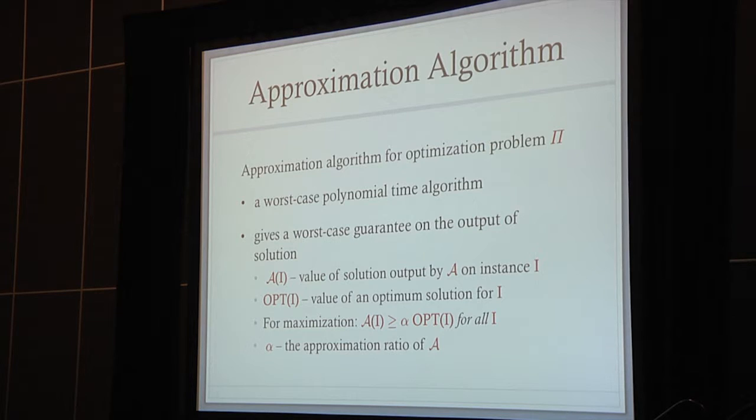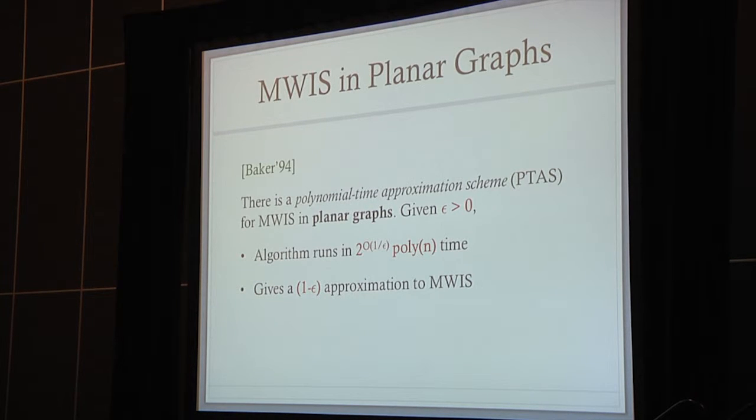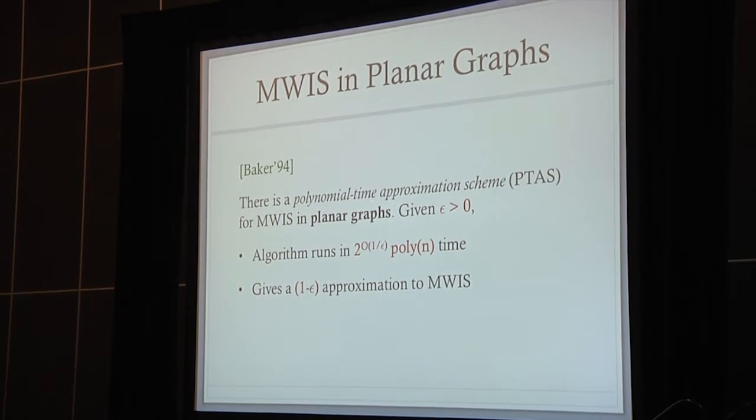In 1994, Brenda Baker gave a beautiful algorithm which showed that in planar graphs, you can get an arbitrarily good approximation for maximum weight independent set, even though it's NP-hard. That means given an epsilon greater than 0, you choose epsilon, say 0.01. Then the algorithm will return a 1 minus epsilon, that means 0.99, approximation to the maximum weight independent set, and its running time is 2 to the 1 over epsilon times polynomial in n. So for any fixed epsilon, this is polynomial time.